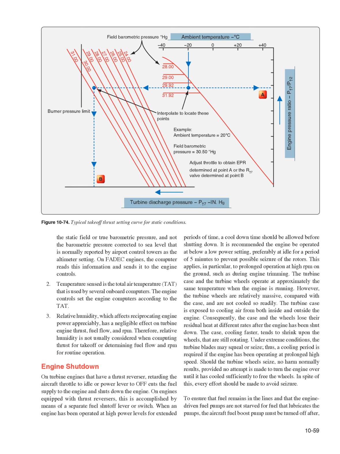However, the turbine wheels are relatively massive, compared with the case, and are not cooled so readily. The turbine case is exposed to cooling air from both inside and outside the engine. Consequently, the case and the wheels lose their residual heat at different rates after the engine has been shut down. The case, cooling faster, tends to shrink upon the wheels, that are still rotating. Under extreme conditions, the turbine blades may squeal or seize, thus, a cooling period is required if the engine has been operating at prolonged high speed.